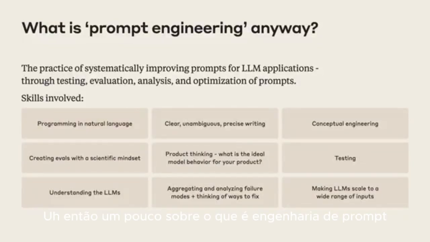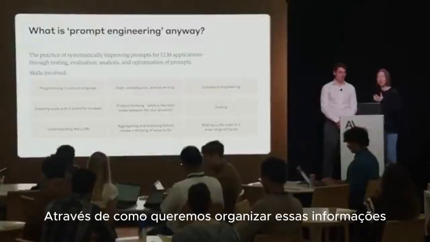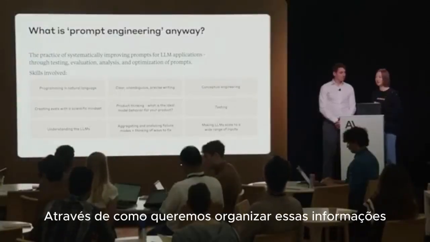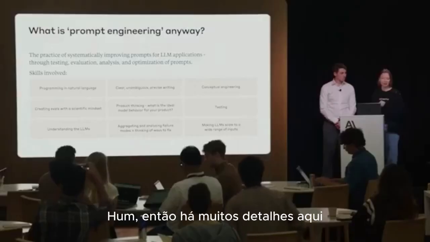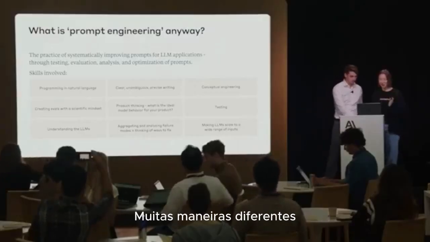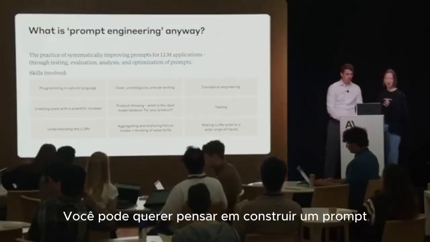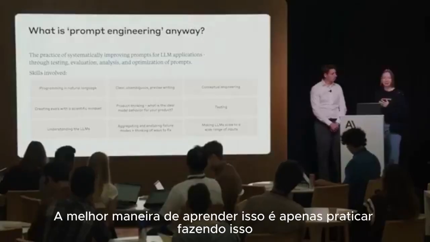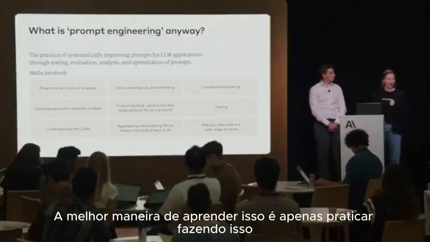So a little bit about what prompt engineering is. You're all probably a little bit familiar with this. This is the way that we communicate with a language model and try to get it to do what we want. So this is the practice of writing clear instructions for the model, giving the model the context that it needs to complete the task, and thinking through how we want to arrange that information in order to get the best result. So there's a lot of detail here, a lot of different ways you might want to think about building out a prompt. And as always, the best way to learn this is just to practice doing it.